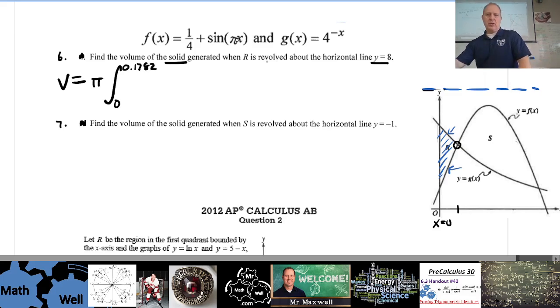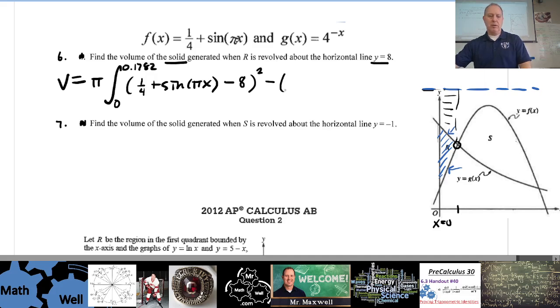Now the outer function from this axis is going to be the f of x, which is right here, 1/4 plus sine of pi x. And we need to subtract the axis of symmetry, which is y equals positive 8, and we need to square that. Then we will subtract this part. We need to subtract this part. That part is going to be the g of x, the 4 to the negative x function, minus the axis of symmetry.